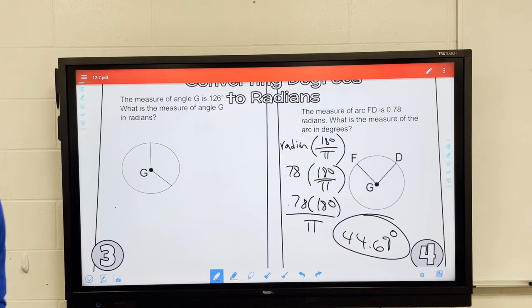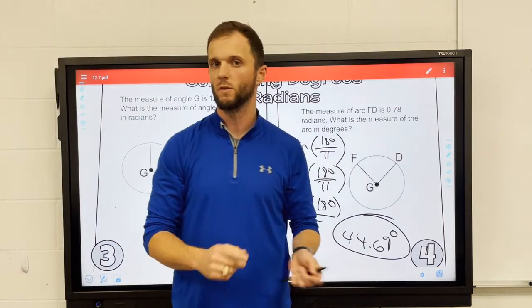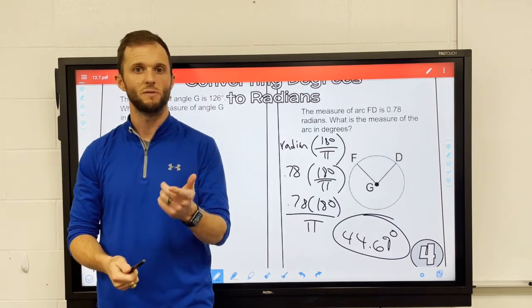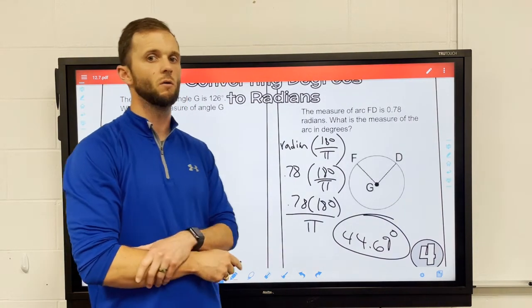Okay? So as long as you can take those formulas up at the top of your paper and go back and forth between degrees and radians, you should be fine. If you guys have any questions or need any help on that skill check, just let me know, and good luck.